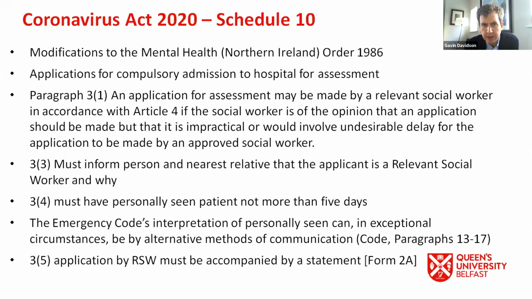It can only be made by a relevant social worker if you're of the opinion that an application should be made and that it is impractical or would involve undesirable delay for the application to be made by an approved social worker. So that has to be the situation, that it's not possible for an approved social worker to complete the application. When you're acting, you must also inform the person, and if it's practicable, their nearest relative, that the applicant is a relevant social worker, and why you're acting in that role. So it's essentially that it's not possible to involve an approved social worker.